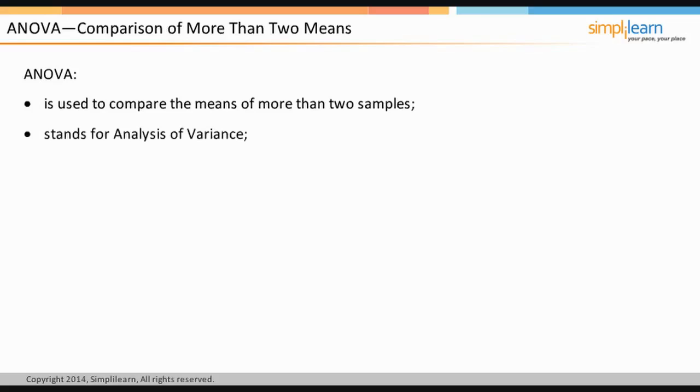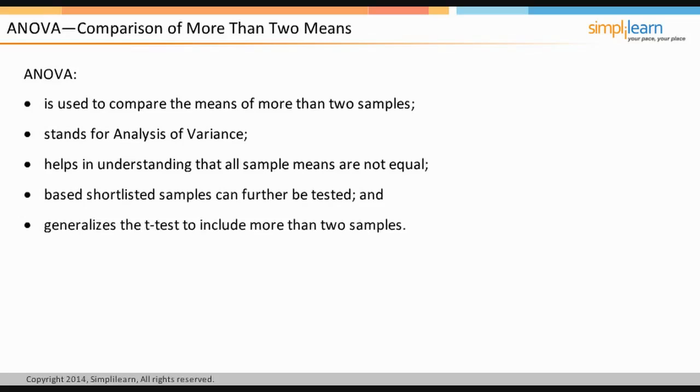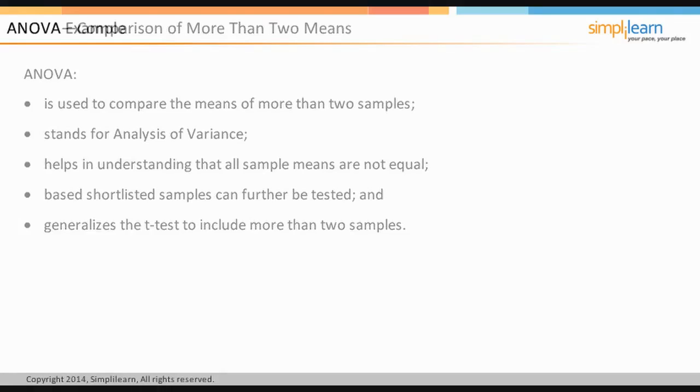ANOVA does not tell the better mean. It helps in understanding that all the sample means are not equal. The shortlisted samples based on ANOVA output can further be tested. One important aspect of ANOVA is it generalizes the t-test to include more than two samples. Performing multiple two-sample t-tests would increase the chance of committing a type 1 error. Hence, ANOVA is useful in comparing two or more means. The next screen will help in understanding this concept through an example.